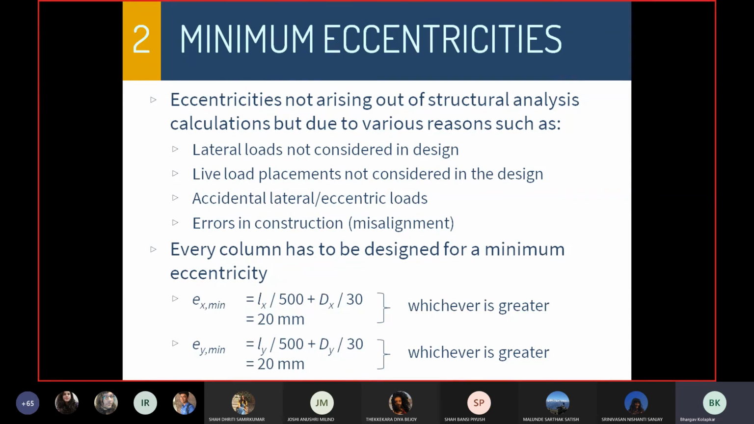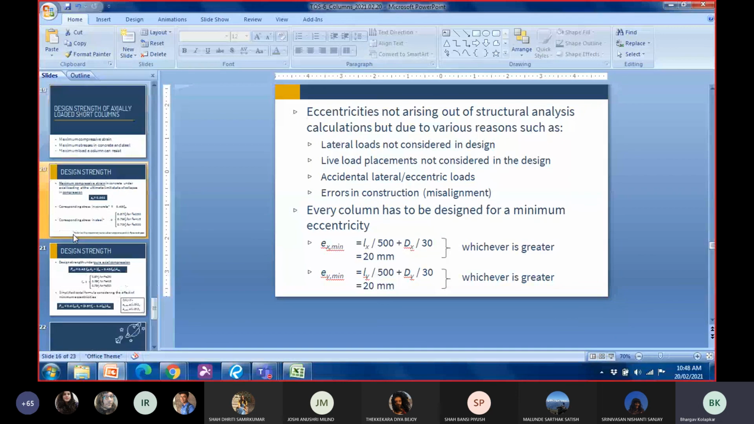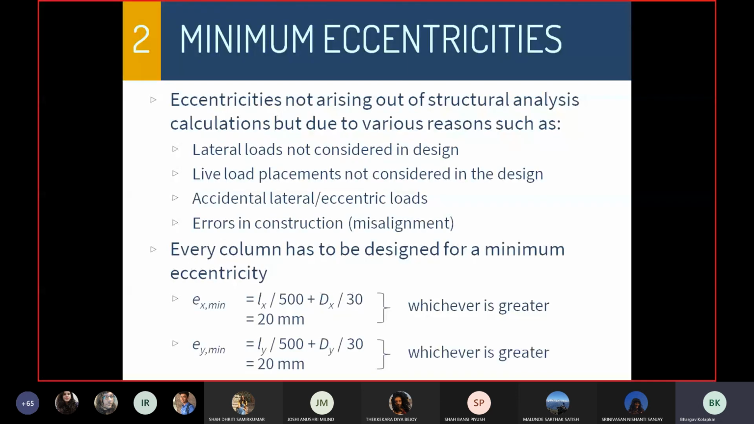Okay. Now, when we say that the column has to be designed for minimum... have we already overshot the time? Okay, I'm really sorry for this. We'll just end in a few minutes.